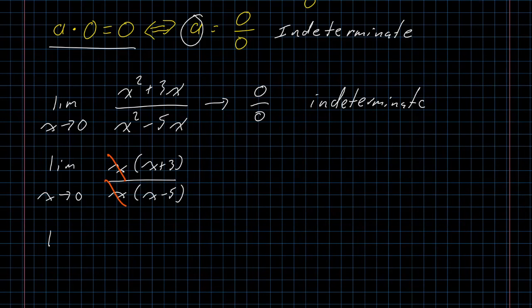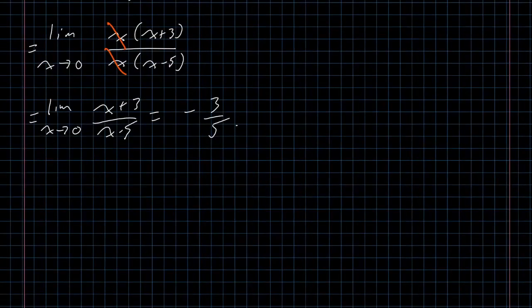When we're taking a limit, we don't have to worry about that. And we can just continue onward and take the limit as x approaches 0 of x plus 3 over x minus 5, which is just negative 3/5. And so our indeterminate form in this particular instance resolved and became negative 3/5. Of course, that doesn't have to happen.